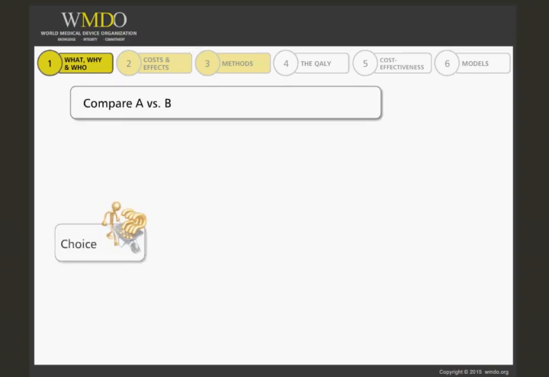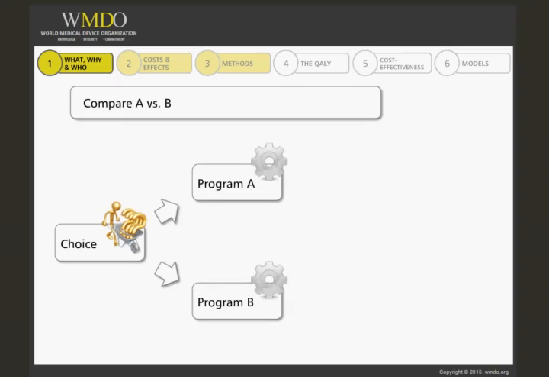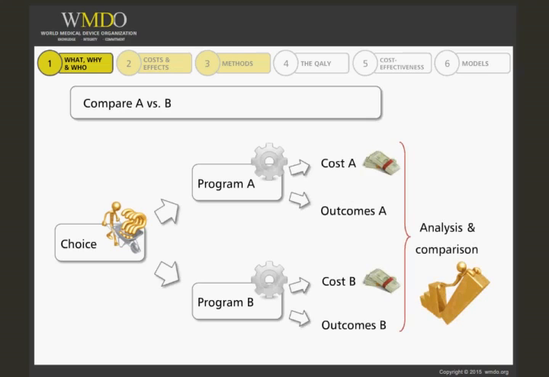So let's suppose that we have to compare two programs for treating or preventing a given disease. So we have to make a choice. And the choice is between a current program A and a new program or treatment B. Each of these two programs have a specific cost and also a specific outcome. So we have costs for A and cost for B. We have outcomes for A and outcomes for B. What we will do now, in an economic evaluation, is compare the costs of A and B and compare the outcomes of A and B.